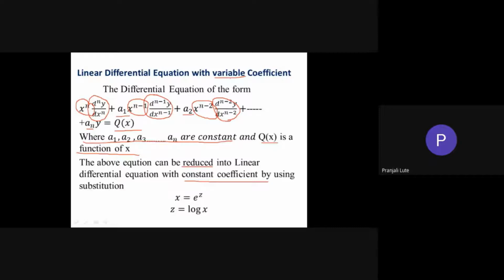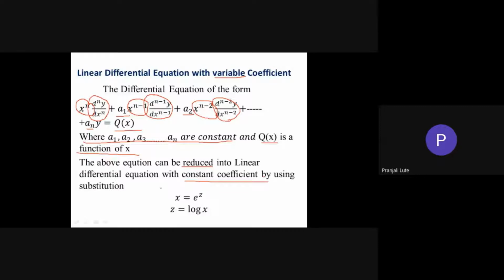with constant coefficient. And suppose that the equation is reduced into a linear differential equation with constant coefficient, then we have to find out the complete solution of that differential equation, and the complete solution is complementary function and particular integral. So how to reduce that linear differential equation with variable coefficient into linear differential equation with constant coefficient?